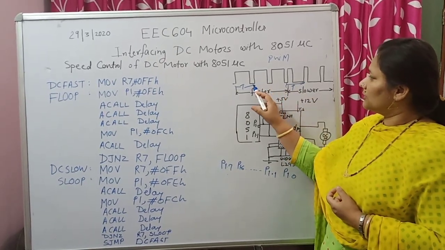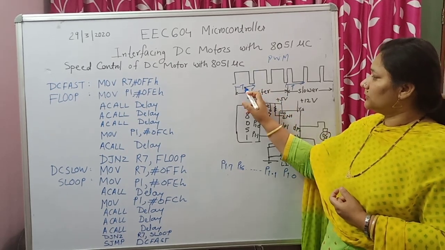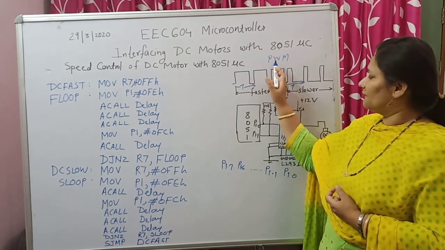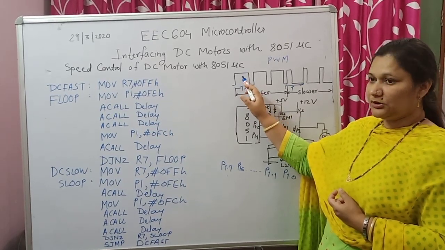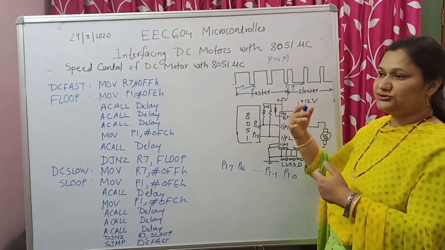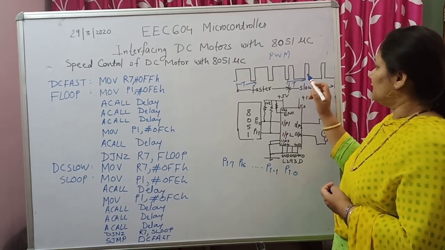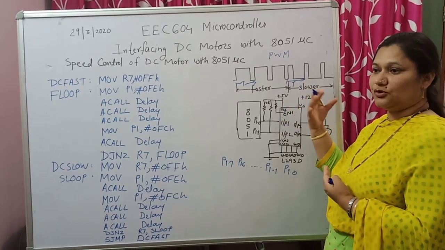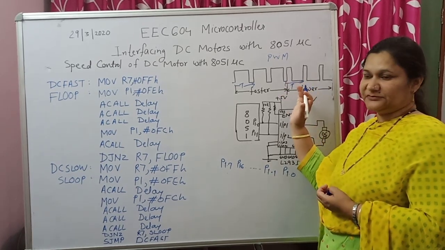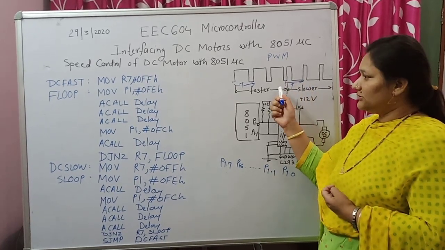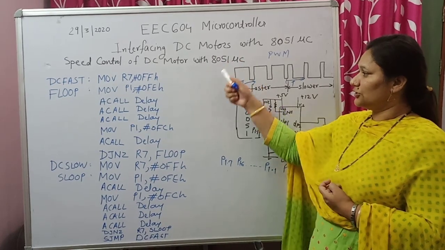So we were talking about the duty cycle of the PWM waveform. If your duty cycle is more, that is, on time is more compared to off time, then the motor moves at a faster speed. And if your duty cycle is less, that is, on time is less compared to off time, then the motor moves with a slower speed. So how do we implement this with the help of microcontroller programming?